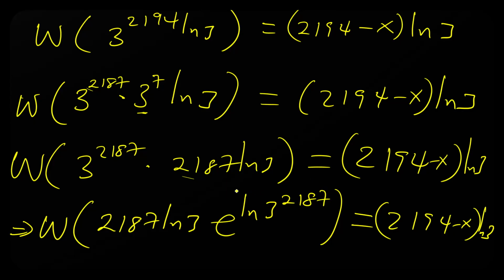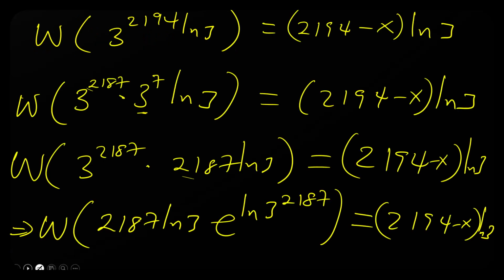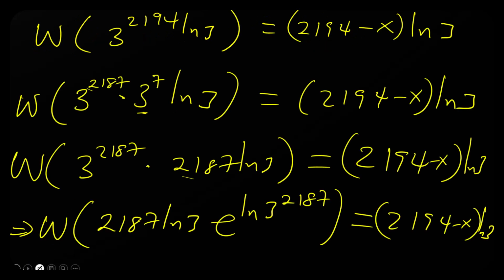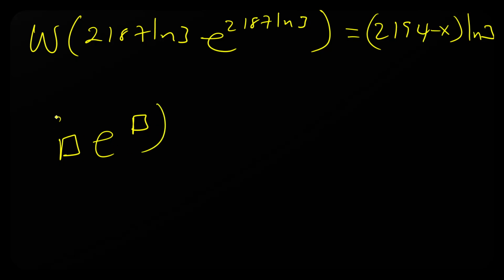So this one is a power rule which will come here. Okay, so we have W function 2187 ln of 3 times e to the 2187 ln of 3. Perfect. Now look at this and that. They are equal. Perfect. That is how the manipulation is done. So the right hand side is 2194 minus x ln of 3. So remember the rule, box times e raised to box. When we take W function, the answer is box. So this side, look, they are the same.